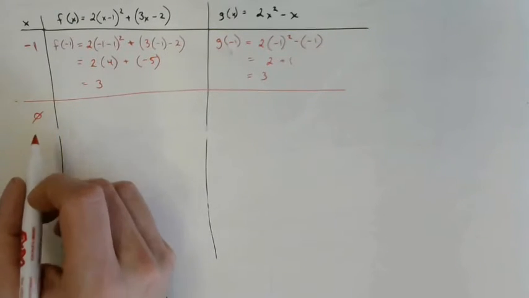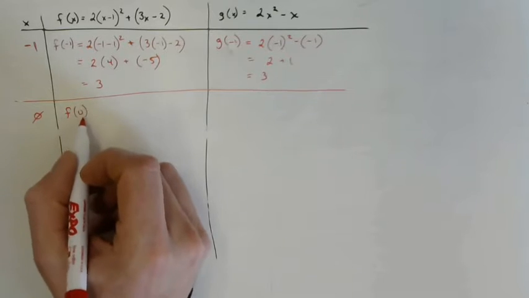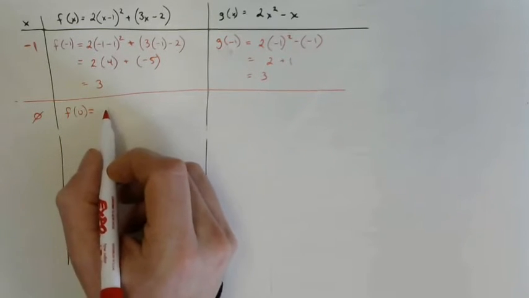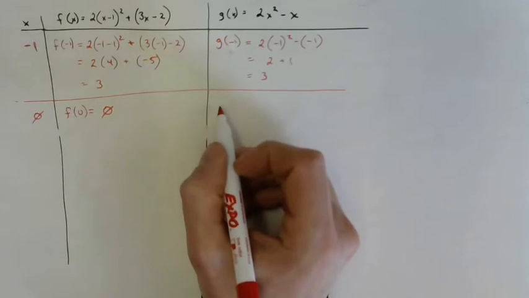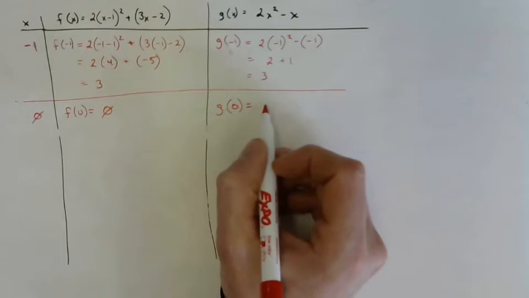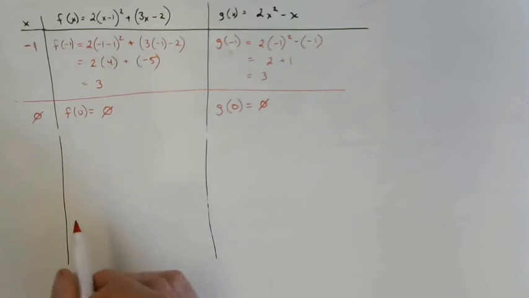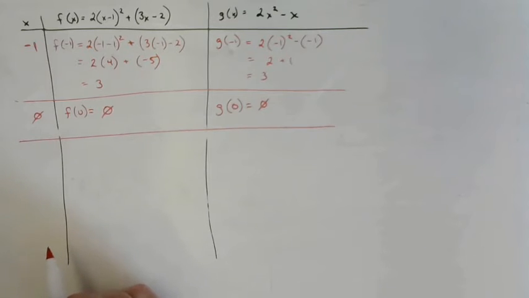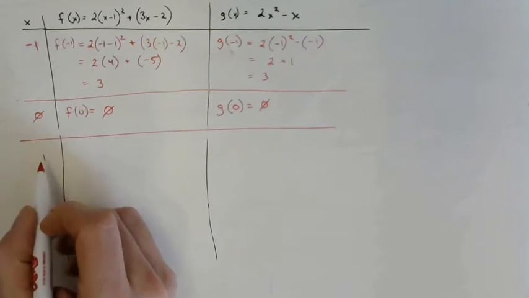What if we sub in 0? I'm just going to give the answers. I'm not going to do all the algebra on these, it takes too long. But if I sub 0 into f of x, we get 0. If I sub 0 into g of x, I get 0. Is it looking like they could be equivalent? Maybe. Depends. Let's sub in 1.